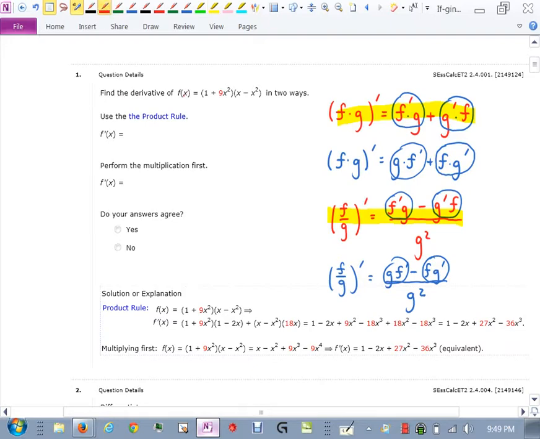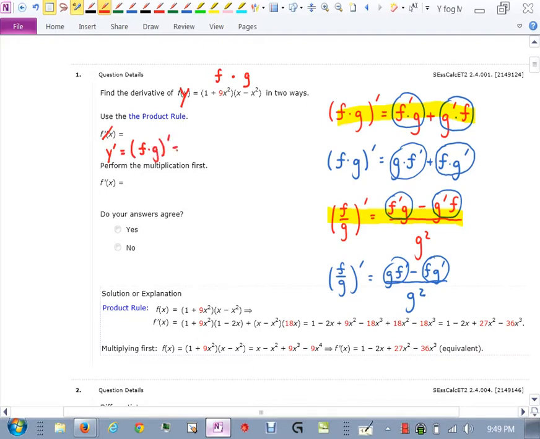First problem, find the derivative of f of x. Instead of using f here, I'm just going to say this is a y. I'm going to say this is my f function and this is my g function, and they're being multiplied. When they say they want f prime, they really want y prime. So I want the derivative of a product, and therefore I'll use the product rule, f prime g plus g prime f.